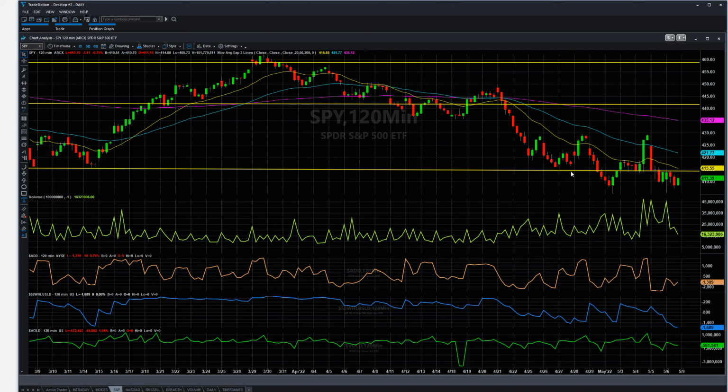But I don't want to get too far ahead of myself, because now what we're dealing with is we're at a significant support area, meaning the 415 area, and I'll get to the other indices in a few minutes.